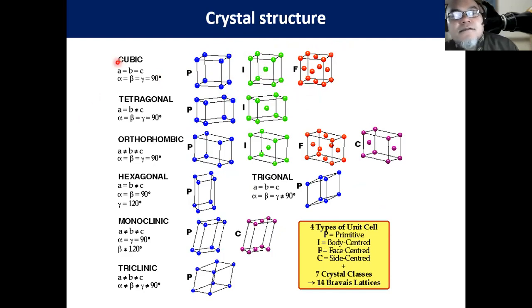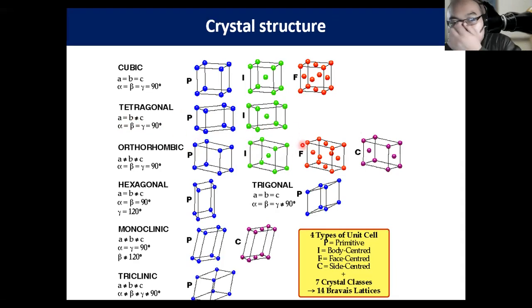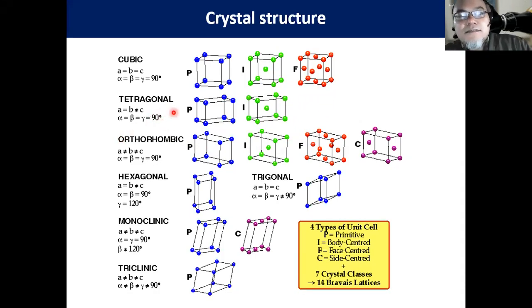The cubic is when the lattice has the same sides in all three axes. A equals B equals C, and the angles are all 90 degrees. We have another lattice structure called tetragonal, where the sides are the same in two axes, but not the same in one axis. A equals B, but it is not equal to C. But the angles between the three axes are still 90 degrees.